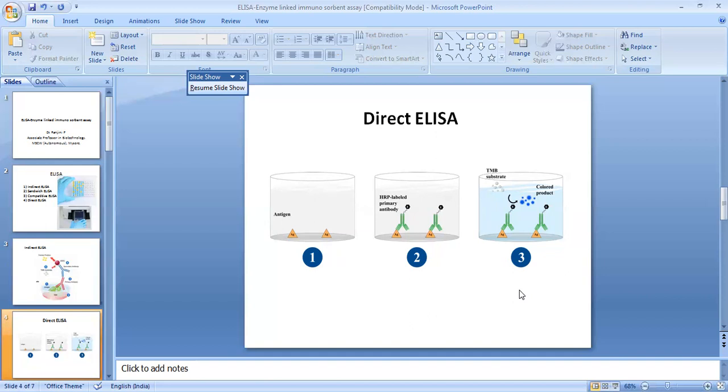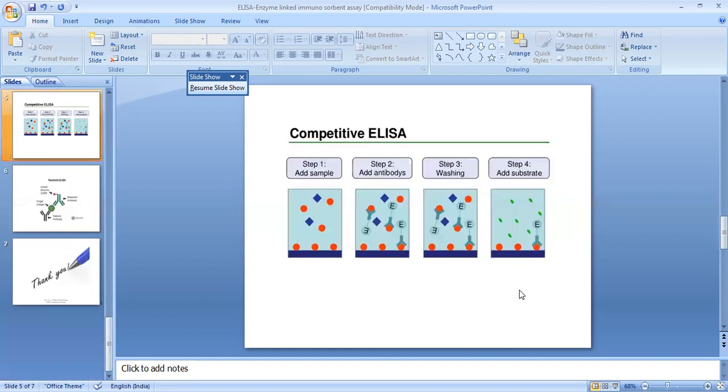So if the primary antibody is specific to the antigen, it will form an antigen-primary antibody complex. Directly you add the substrate, and the enzyme, that is horseradish peroxidase, acts on the TMB and converts it into a colored end product. So directly we are assessing the antigen concentration. Next, we will move on to the competitive ELISA.